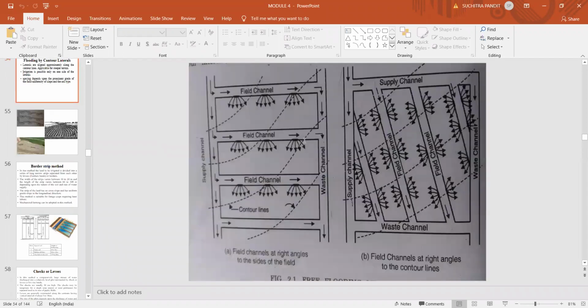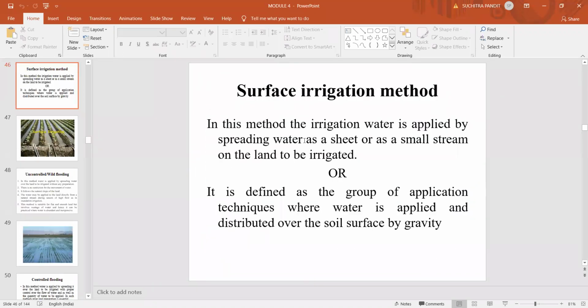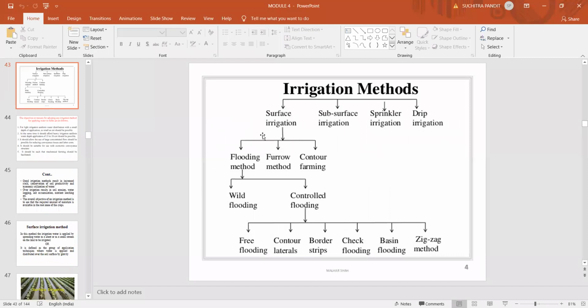So the irrigation methods are basically of three types. One is the surface irrigation method. Under the surface irrigation method, again, we have the free flooding method. In this flooding method, water is directly supplied to the plot without any control. Under flooding, we have the wild flooding method, where a large quantity of water is directly supplied to the plot without any control. Sometimes we can also control the application of water. That is known as the control method of irrigation, or control flooding.